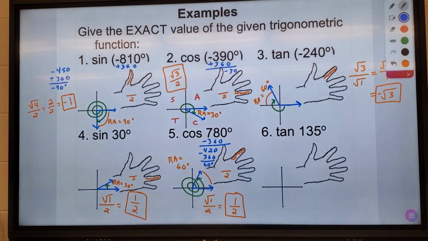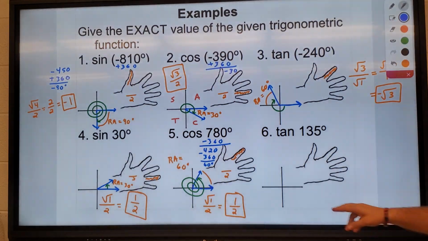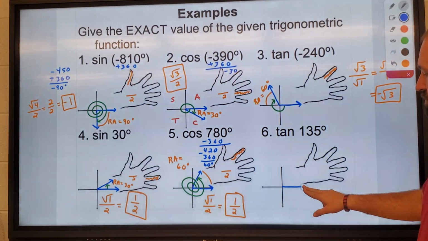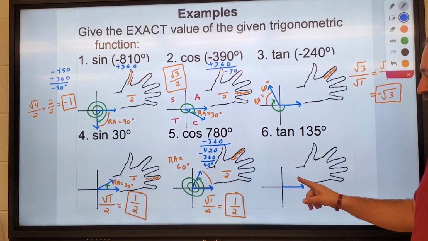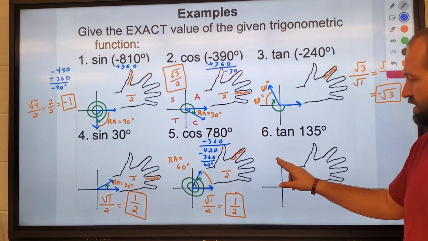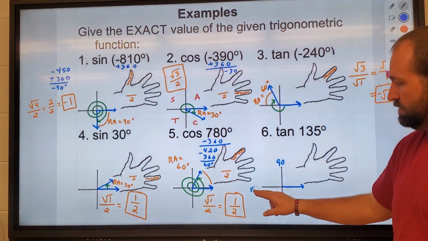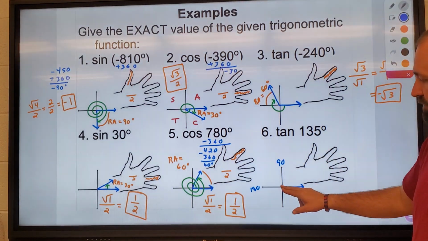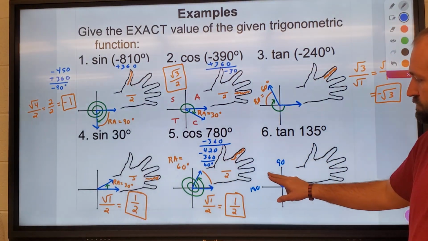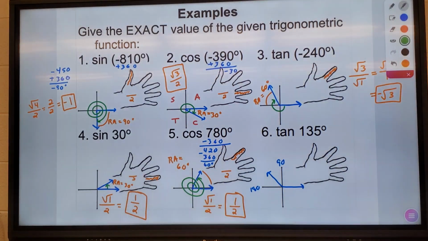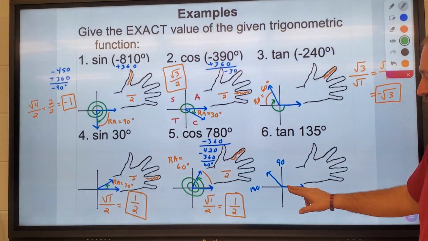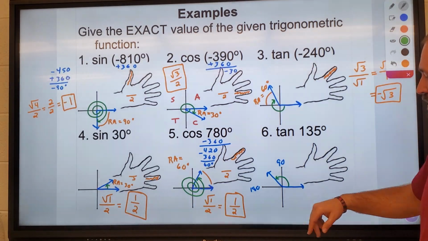And the last one here, number 6, tangent of 135 degrees is already between 0 and 359 degrees. So I can go ahead and graph that. So I have the initial side, 135, this is 90 degrees, this is 180, because again it's positive, so I have to rotate counterclockwise. 135 is directly in the middle. Okay, and I go straight to it. I don't have any rotations, so I go right here and done.